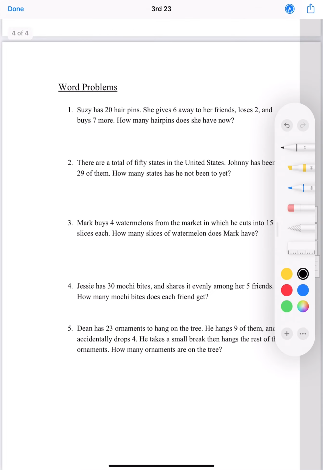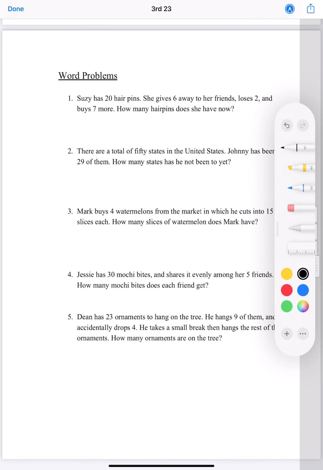Susie has 20 hairpins. She gives 6 away to her friends, loses 2, and buys 7 more. How many hairpins does she have now? So she originally has 20 hairpins, but she gives 6 away. So minus 6, and we get the 0 turns into a 10, the 2 turns into a 1. So 10 minus 6 is 4, 1 minus nothing is 1. So she gives 6 away, and she has 14 left.